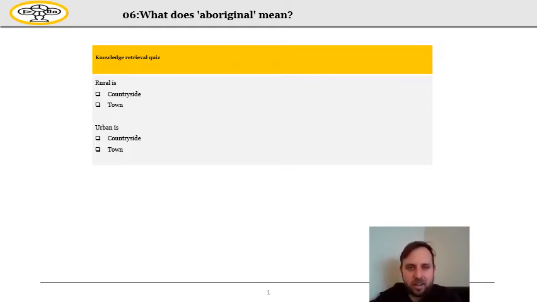First thing to do though is to turn to the quiz, okay? And answer me these two questions. What does rural mean and what does urban mean, okay? Tick the right answer. And then we can get straight onto the lesson. Remember, I'm not going to show you the answers or anything today because I want to see the answers and mark it when you send it to me on Seesaw.